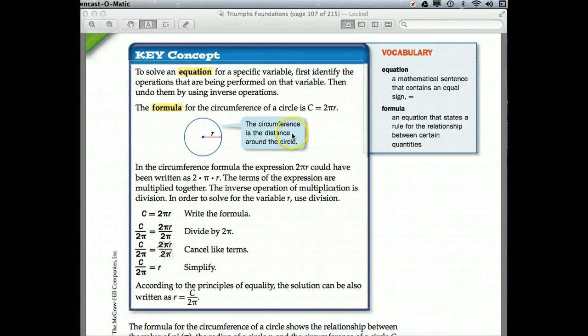So the first thing we have to do is identify what variable we're trying to solve for, and then look at all the operations being performed on that variable. Here we're looking at the formula for the circumference of a circle, and notice that 2 is being multiplied by pi times r. So we're trying to solve for r. Right now we're multiplying by 2 pi, so we have to divide both sides by 2 pi. 2 pi then cancels out, leaving r all by itself. So we can rewrite this as r is equal to circumference divided by 2 pi.